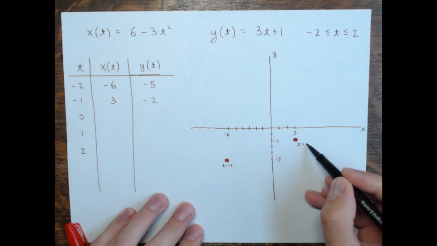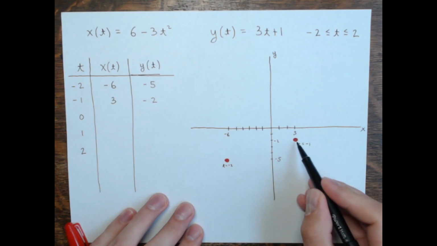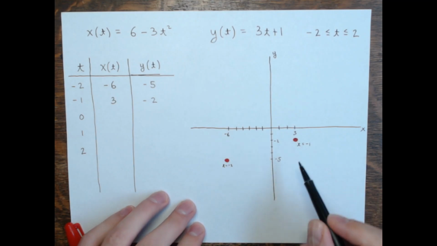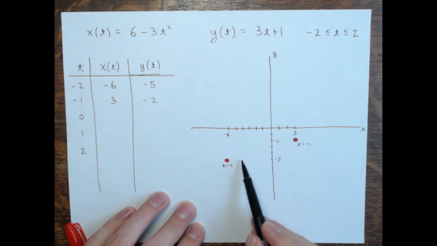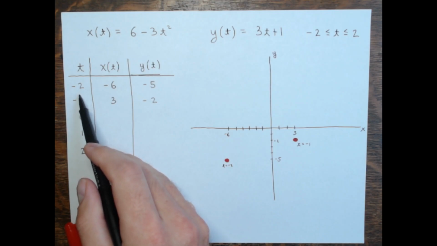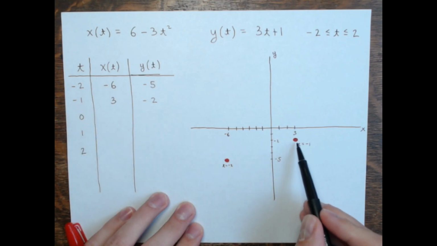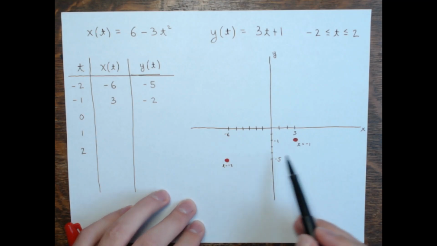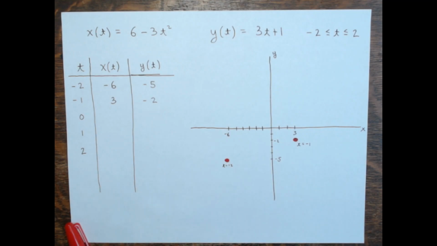So t equals -2, we're over here, moving over to here when t equals -1. And I would imagine that if I plugged in values like -1.9, -1.8, -1.5, we'd get points that move from this point to this point in that direction. But we'll see later. We'll plot more points, see what the pattern looks like, and fill in the rest.